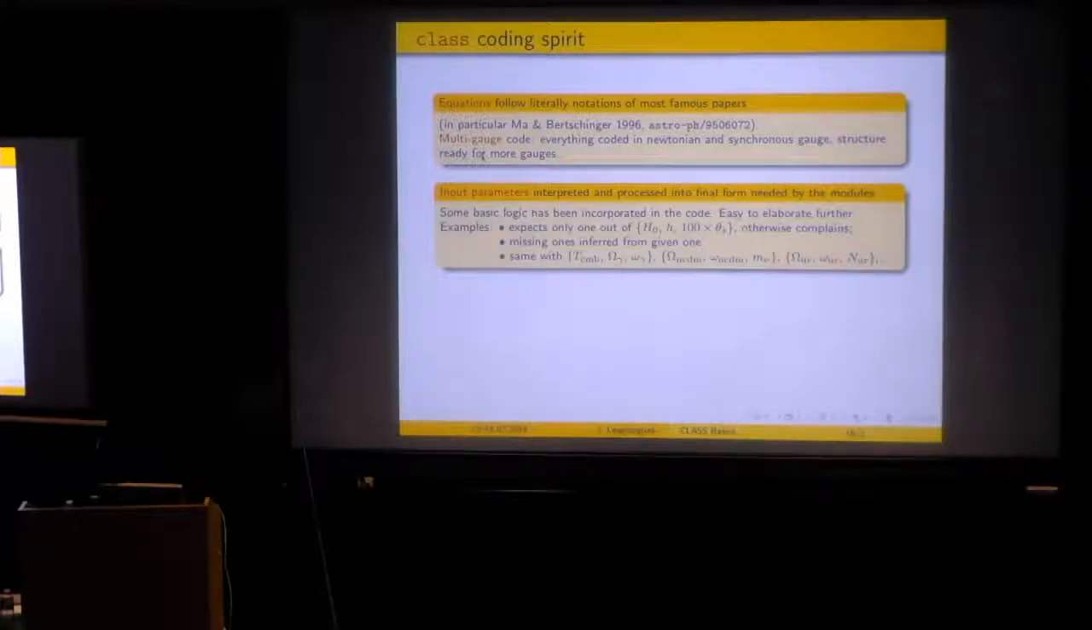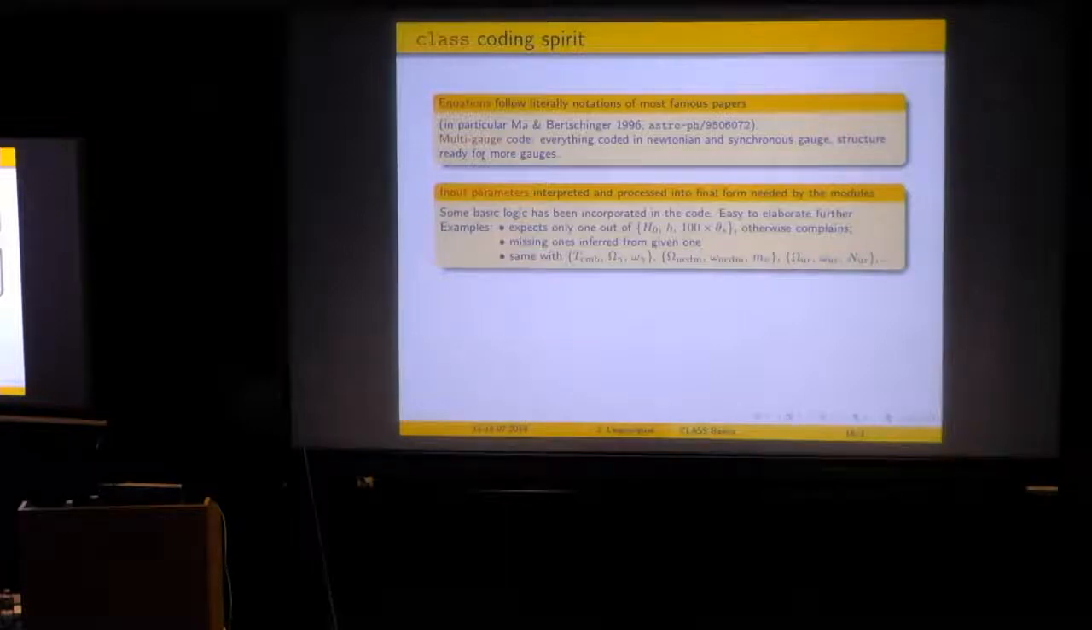Okay, and so when you run the code, this is just one example, the code will check which one you entered, and from this one, it will infer the others and give it in output in case you are interested. And the same with lots of other things. For the density of photons, you can put the temperature of the CMB or big omega gamma or small omega gamma. With the neutrinos, which you will see are called non-cold dark matter, you can put a big omega, a small omega, a mass in electron volts. For the massless neutrinos, they are called ultra-relativistic species.